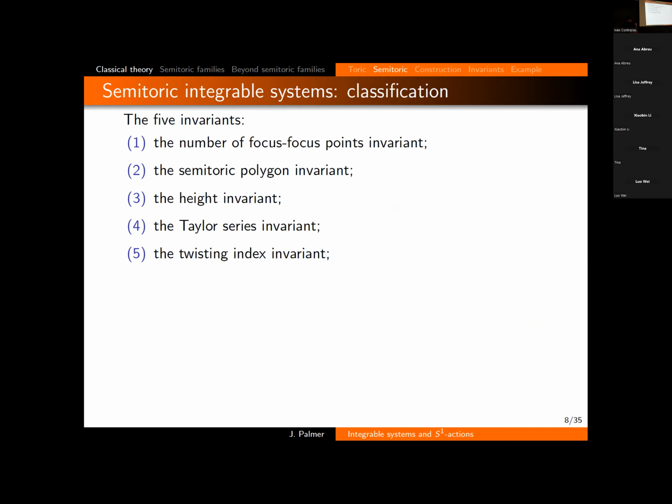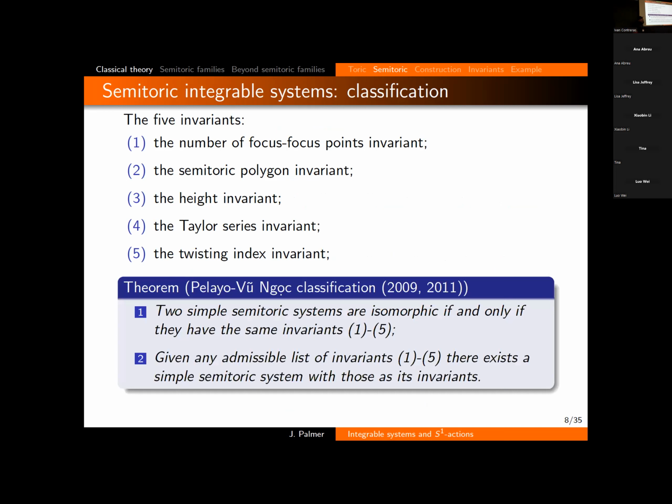Anyway, I will very briefly mention 5 invariants that I won't explain all of, but I'll explain at least one of them. The point is that there's 5 different things you can compute from a semi-toric system, and these 5 things completely classify the system. In the situation we had with toric systems, you look at the moment image, it's a polytope, and that polytope determines the system up to isomorphism. In a semi-toric system, you have more subtle invariants. One of them, the second one, is the semi-toric polygon, which plays the role of the toric image, but it isn't actually the image of the map.